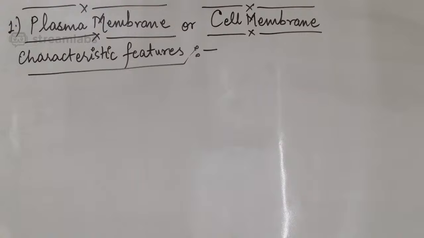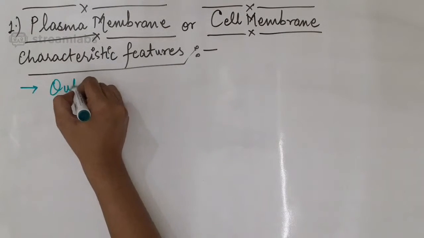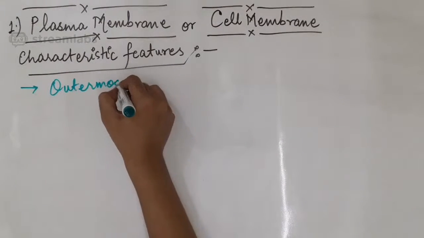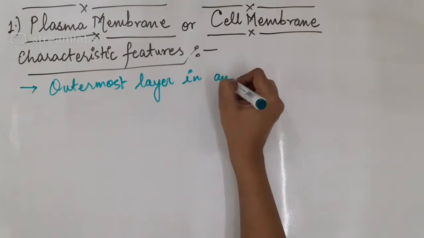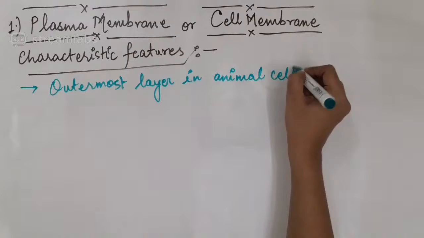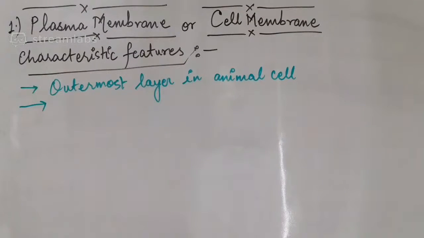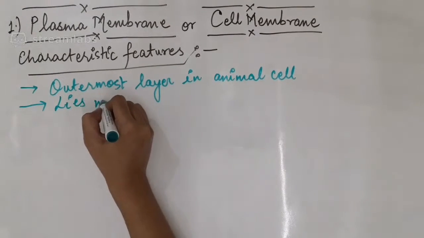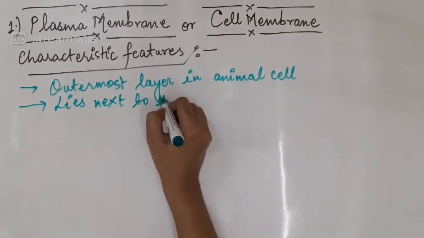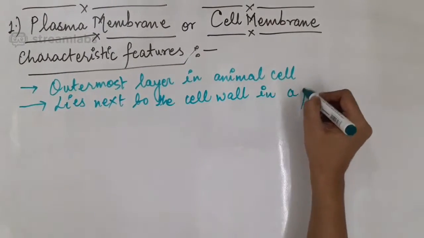The main characteristics or features of the plasma membrane are: it is the outermost layer in an animal cell. Second, it lies next to the cell wall in a plant cell.